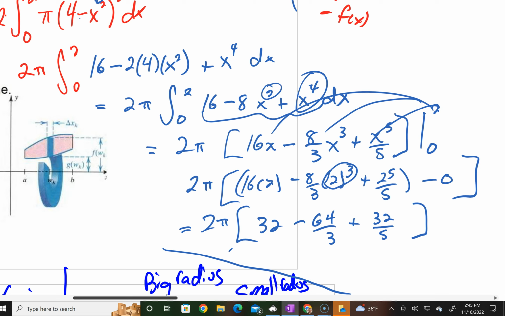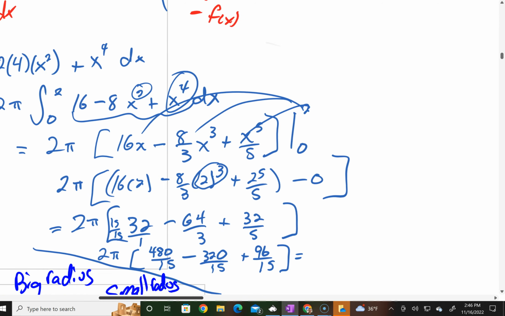And you could say, well, hey, could we real quickly get a common denominator? Yeah, maybe a 15. 15 right there. Tell you what. So this would be what? 480 over 15. Right? This is what? 320 over 15. And this is 96 over 15.